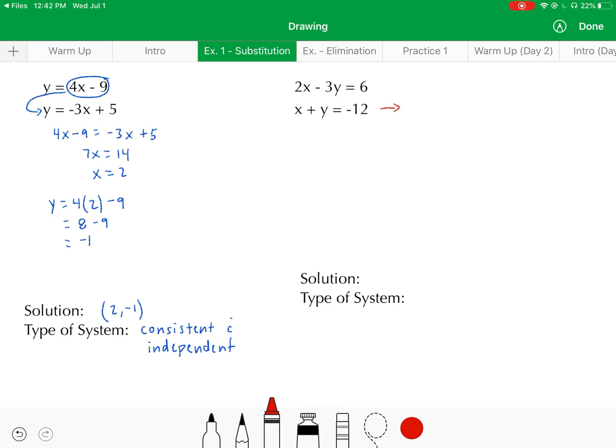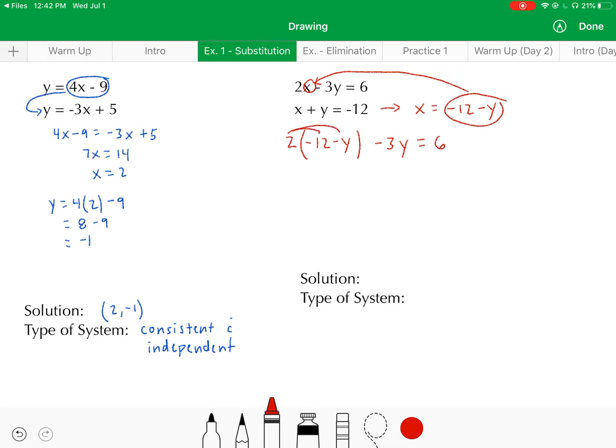So I'm going to choose to solve it for x, which just is going to require me to subtract y over to the other side, okay? Once I solve it for x, I can take this expression that x equals and I can substitute it in up here for x, okay? That's going to lead me to 2 times the quantity of negative 12 minus y, subtracted by 3y, equal to 6. And now I solve that for y.